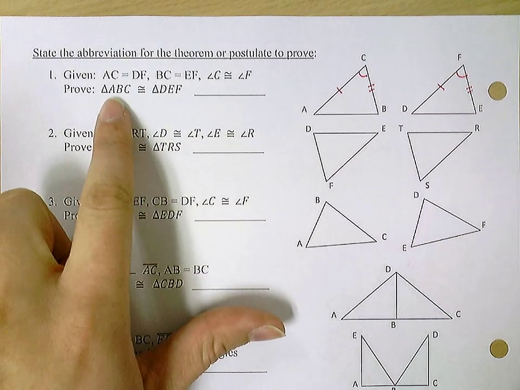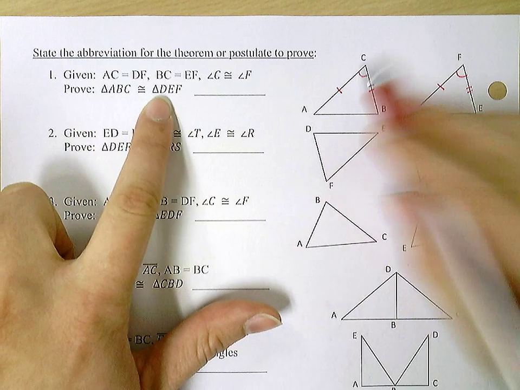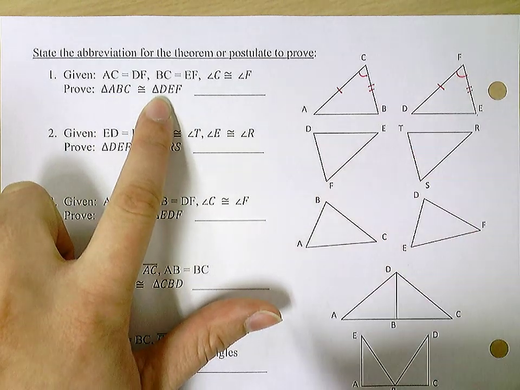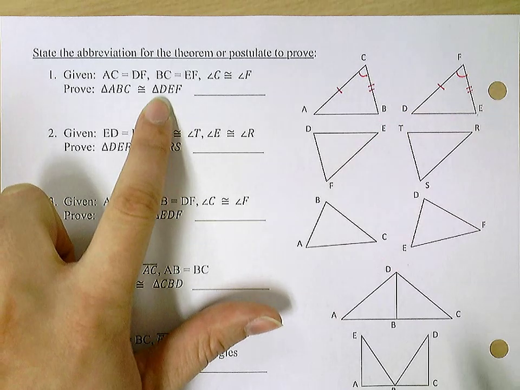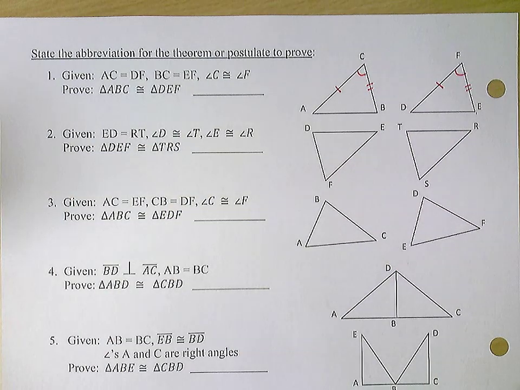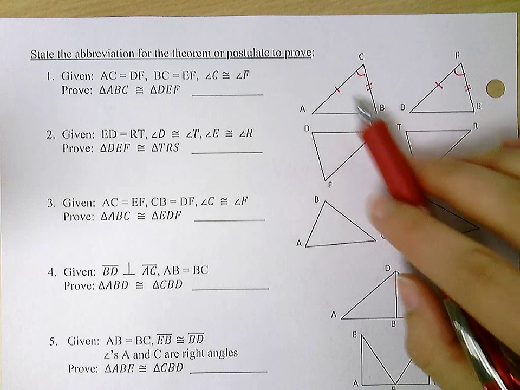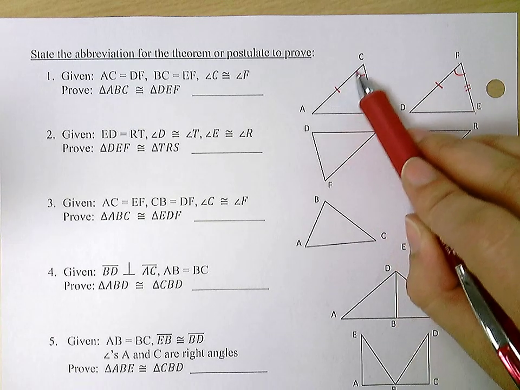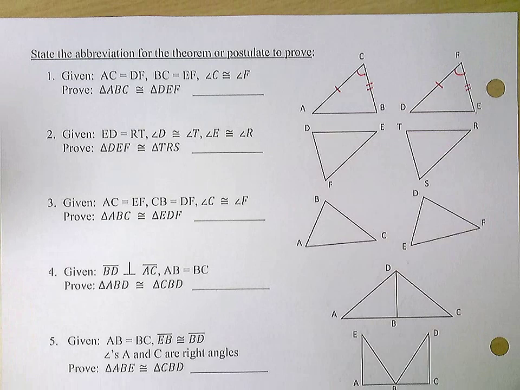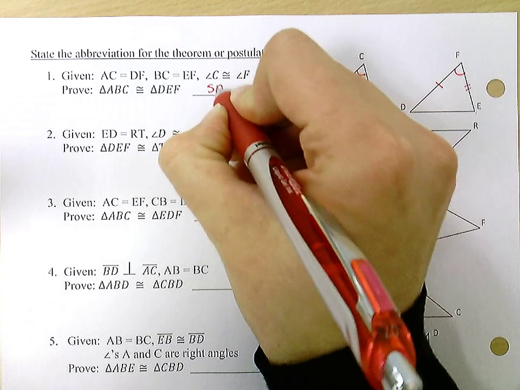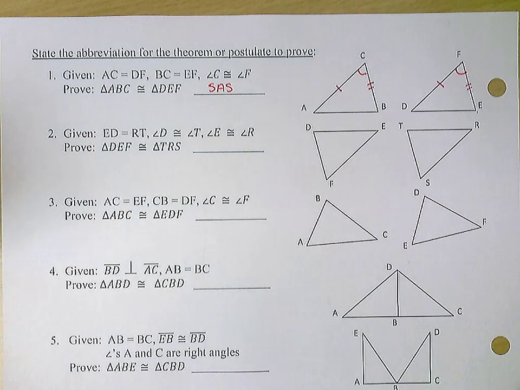Okay, and we're trying to prove triangle ABC is congruent to triangle DEF. Looking at my labels, I notice I have 2 pairs of sides and 1 angle congruent. So I would make sure I go in order as I'm labeling this. I started with a side, to an angle, to a side. So this would be side, angle, side. You have that included angle between your 2 sides.